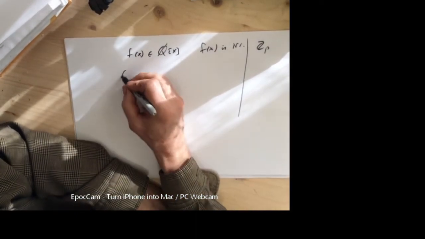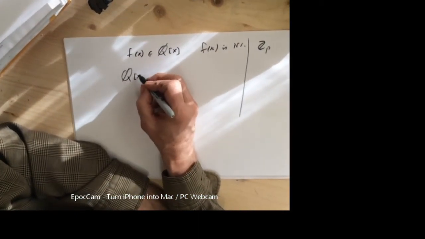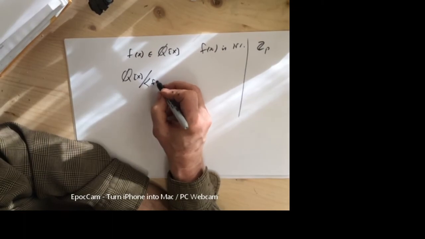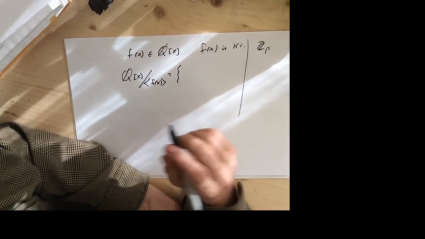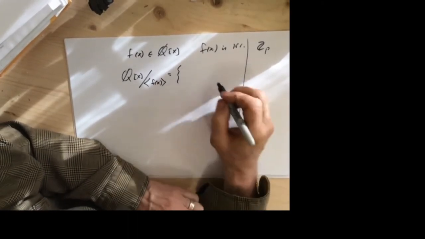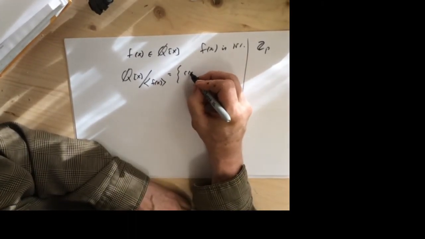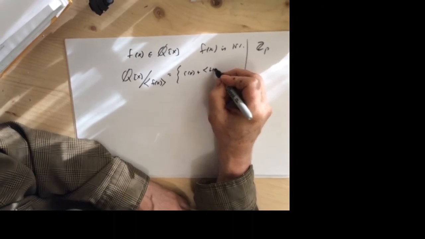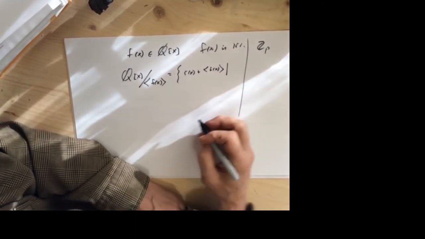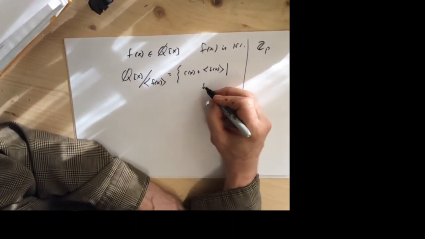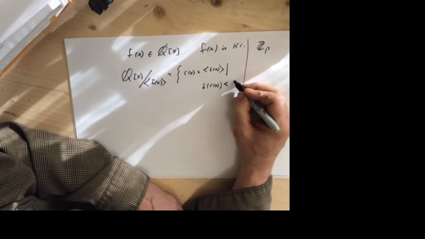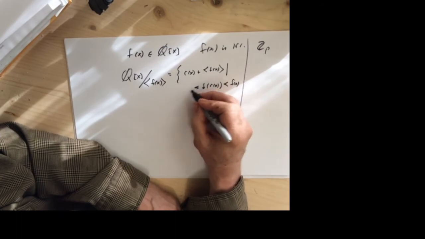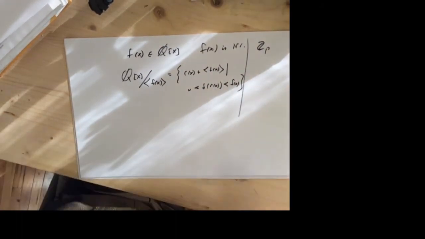What does it look like? Well, it looks like this. Q[x] mod all multiples of f(x), whose canonical representation is an r(x) plus a multiple of f(x). And what are we going to require? We want the degree of r(x) to be less than the degree of f(x), and possibly positive.